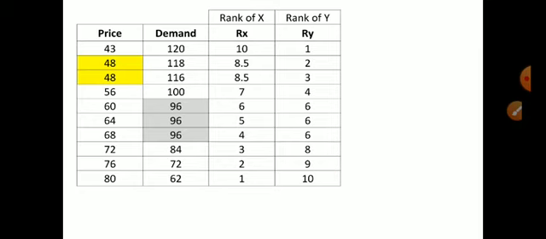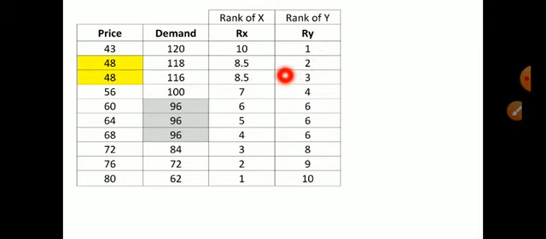Now it is time to calculate the difference between the ranks. Difference between the ranks means Rx minus Ry. That is, rank of X minus rank of Y. We are going to take them individually. That is 10 minus 1, it is 9. 8.5 minus 2, it is 6.5. 8.5 minus 3 is 5.5.